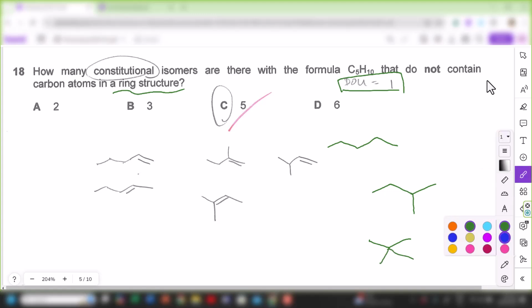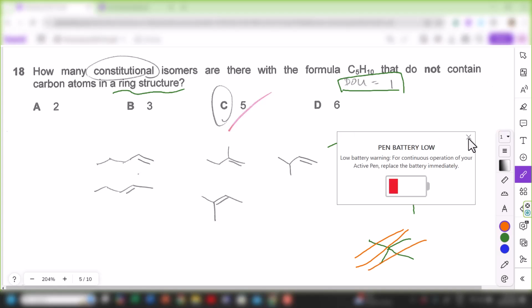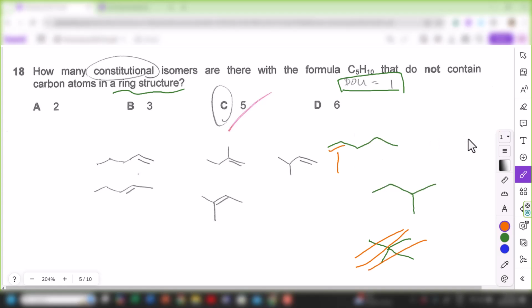Okay, so branching further will not help, so I'm just going to remove this. Okay, so my double bond can be here. Okay, so that's one position. My double bond can potentially be here as well. My double bond can also potentially be here.